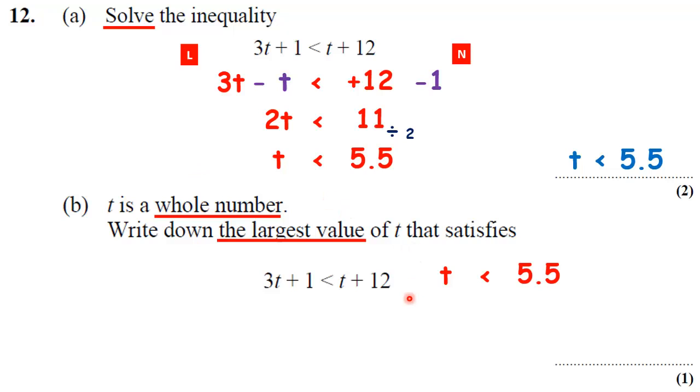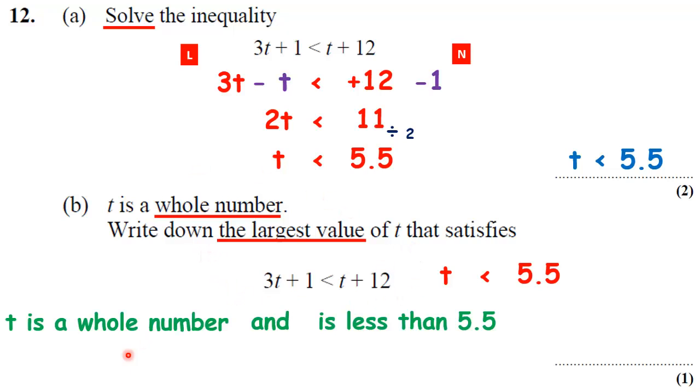From all the information that we've been given, we've been told that t is a whole number, and we've worked out that it's less than 5.5. So what's the largest whole number that's less than 5.5? It's got to be 5. Okay, and that's your answer to this. So it's a bit of thinking, using the information they've given you. Reread the question a couple of times, and it should be no problem at all, and you should be able to get all the marks here.